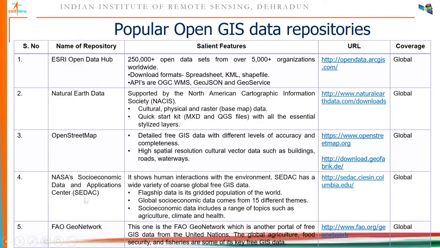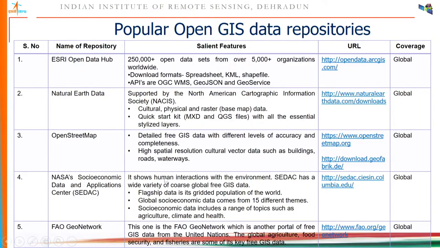NASA Socioeconomic Data and Applications Center, SEDAC, shows the human interaction with the environment. And SEDAC has a wide variety of coarse global free GIS data, like a flagship data, the gridded population of the world. You can get data on global socioeconomic data, which comes from 15 different themes. Socioeconomic data includes a range of topics such as agriculture, climate and health. All these data sets are available in the form of SAFE file or API.